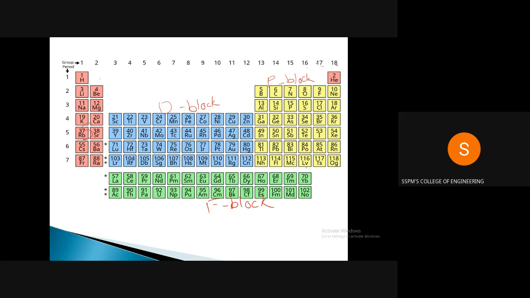Then these are the halogens. Group 17 elements are fluorine, chlorine, bromine, iodine. Let us also see the atomic numbers: 9, 17, 35, 53 and 85.